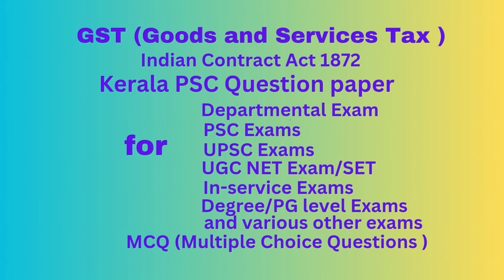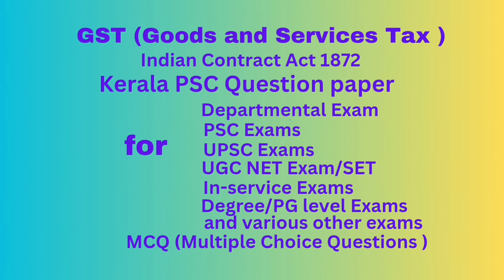Question number 62. A wagering agreement is dash whereas a contingent contract is dash. Answer: void, valid. I repeat question number 62. A wagering agreement is void whereas a contingent contract is valid. Question number 63. A contingent contract is dash. Answer: a contract to do something if some event collateral to such contract does or does not happen.